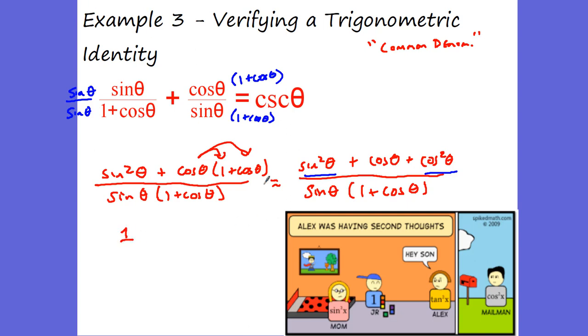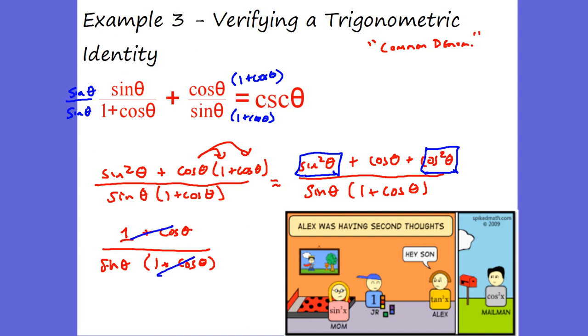And I'll put a blue box around this. This guy plus this guy is equal to 1. So really on the numerator, I have 1 plus cosine of theta. On the denominator, I have sine of theta times 1 plus cosine of theta. Now, do you see why I didn't distribute on the denominator? Because look at what happens on the numerator and the denominator. I have a 1 plus cosine of theta. I have a 1 plus cosine of theta. They cancel each other out, which is awesome, which is equal to 1 over sine of theta.